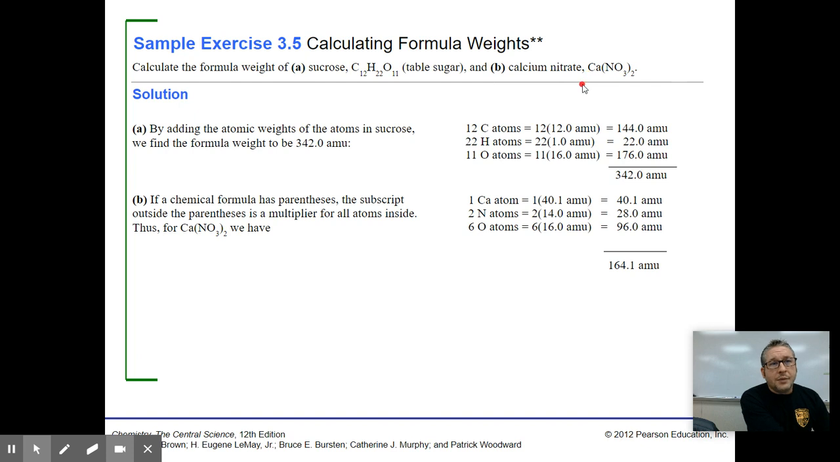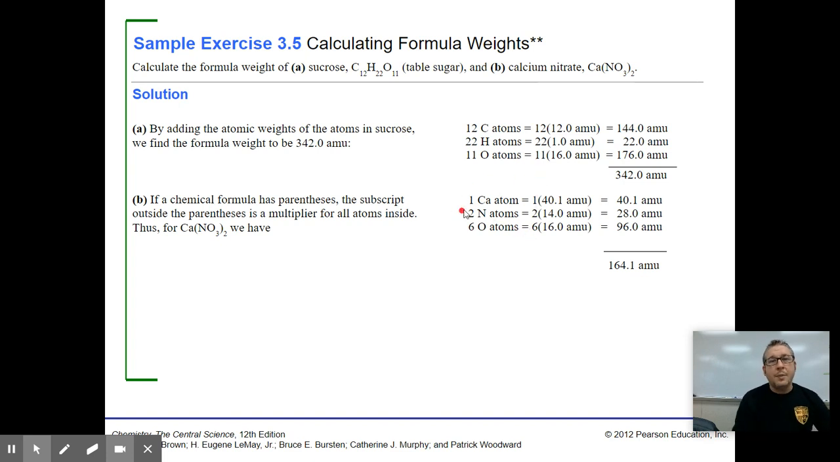Calcium, there is 1. Nitrogen, so you're going to break these up into individual elements. Nitrogen, there are actually 2, because if you look here, the NO3 has a subscript of 2 on the outside. So you multiply that 2 by the amount present in the parentheses. So there are 2 nitrogens present in this formula. For oxygen, the parentheses has a subscript of 3. So you multiply that 3 by the subscript of 2 on the outside of the parentheses, and you have a total of 6 oxygen atoms.